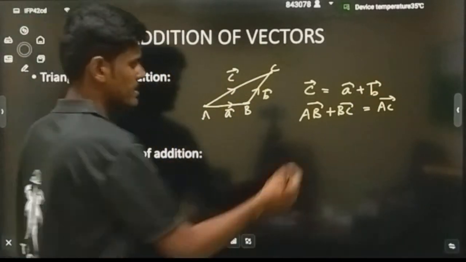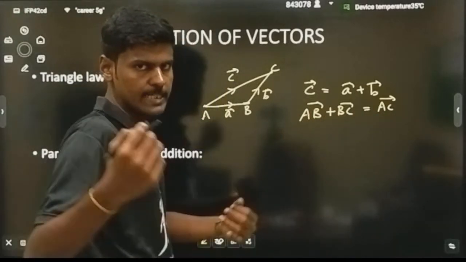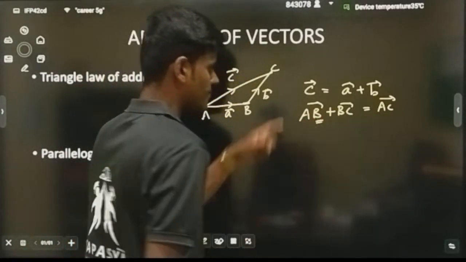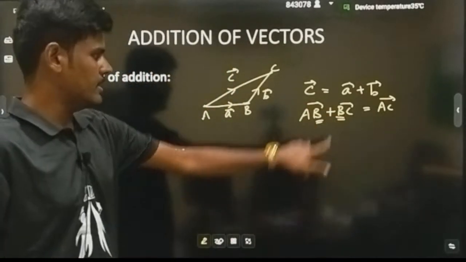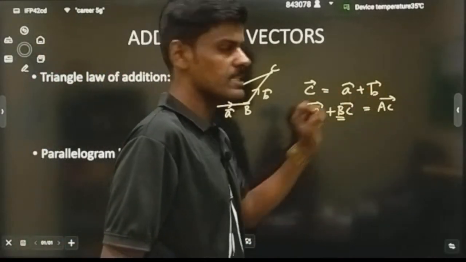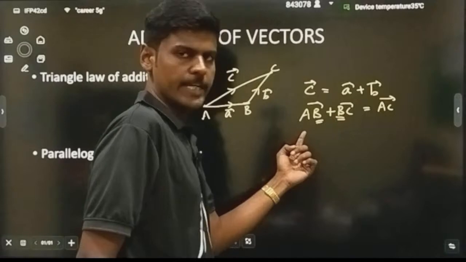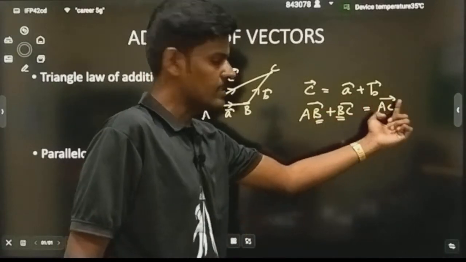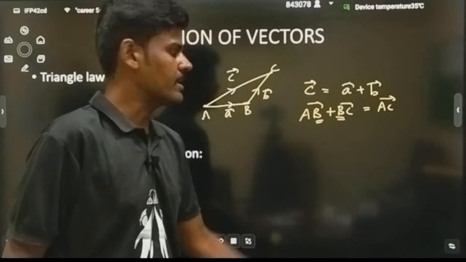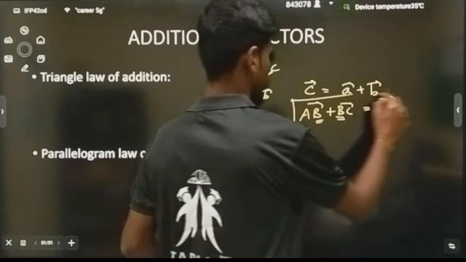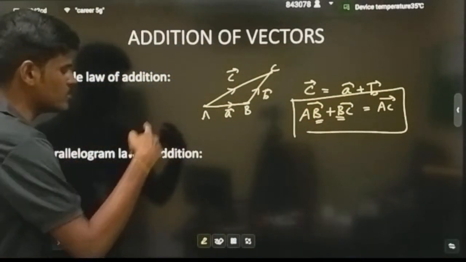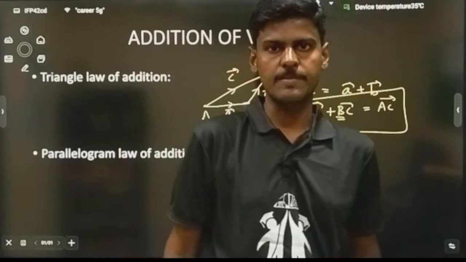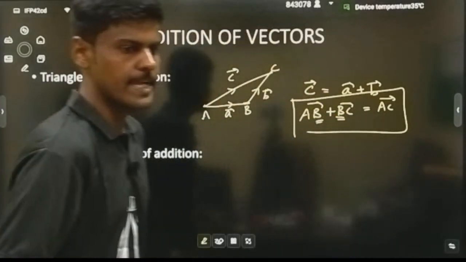Right? Here when you observe how to add directly, the terminal point of the first vector and the initial point of the second vector are the same. Then the resultant is given by taking the first point of the first vector and the last point, that is the terminal point, of the second vector. This is the triangle law of addition. Next one is parallelogram law of addition. Again it is similar to triangle law.